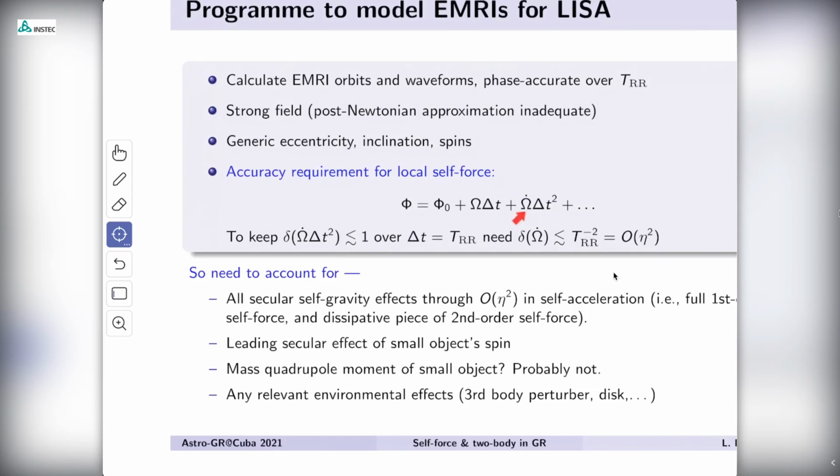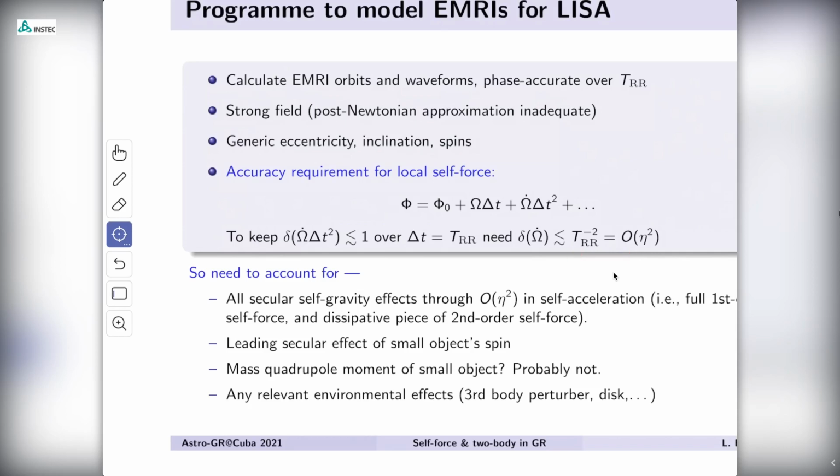But that also means that you need to model those deviations very accurately. So, for example, if you want to keep the phase error or the phase difference from such modifications to within 1 radian, say, over a period of radiation reaction time, you need to model those deviations to within 1 over the radiation reaction time, namely to quadratic order in the mass ratio. That's because the radiation reaction timescale is like the inverse of the small mass ratio.